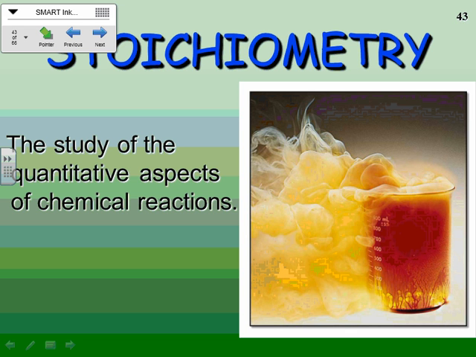So stoichiometry is the study of the quantitative aspects of chemical reactions. Do you remember that word, quantitative? Good. Quantitative, quantity. Qualitative is quality, so that's more of just a description. What's the color? Yeah, we need some numbers with quantitative, okay? So that's what we're doing with stoichiometry.